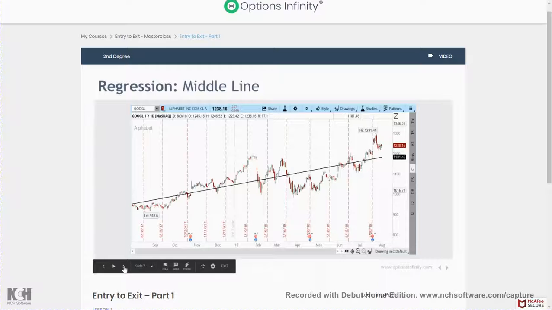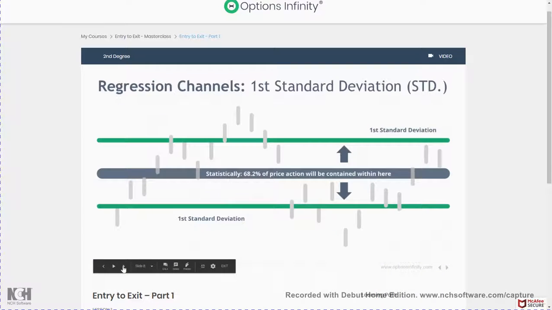This is a 1-year daily chart of Google where I've put in the regression line. And once again, you can see how 50% is above and 50% is below. And Google over the last year has had a positive trend. Not a great big one, but a positive trend. Now, once we have the trend line or the regression line established, we can apply some statistics to that.